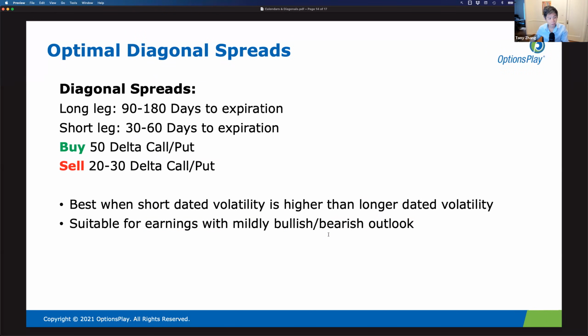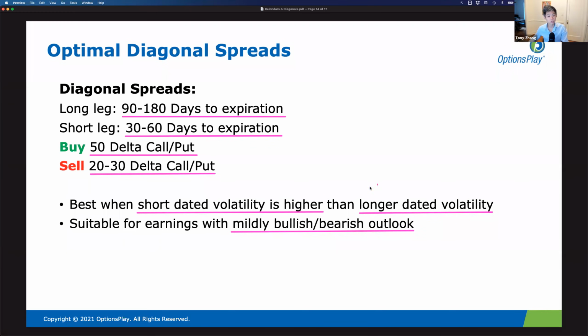And then when you're trading a diagonal spread, you're doing the same expiration dates: 90 to 180 days on the long side, 30 to 60 on the short side. The difference here is that you're going to buy an at the money call or put, and then sell an out of the money call or put against it, usually about a 20 to 30 delta. Same thing: short dated volatility higher than the longer dated volatility is the best scenario for this. Again, there's not too often that you see this unless earnings is coming up, but it's generally suitable for earnings when you have a mildly bullish or bearish outlook on the stock.